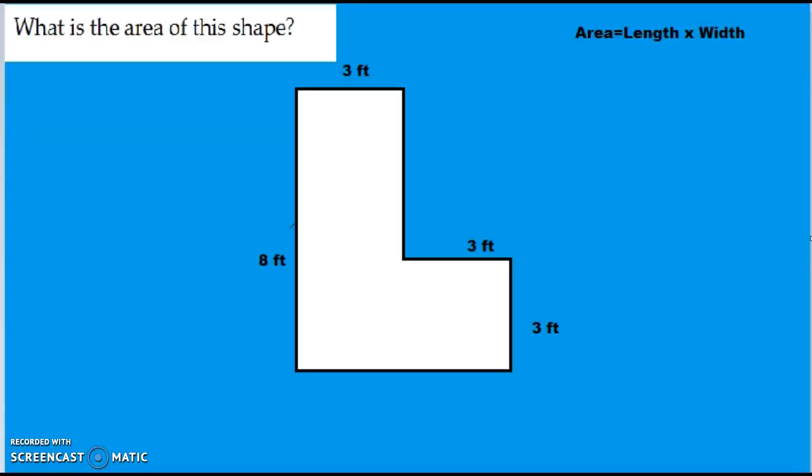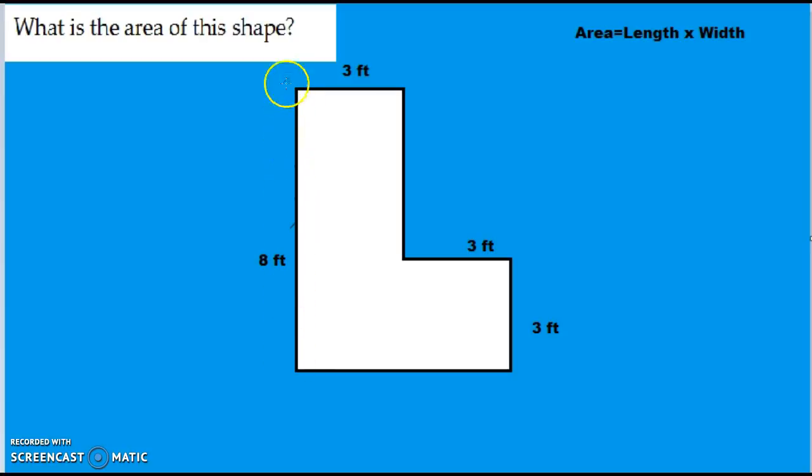Hello, today we are going to be finding the area of an irregular shape. To find the area of a regular rectangle or square, you just have to multiply the length times the width. But today we have to do a little bit more than that to find the area of this shape that's shaped like an L. So the first thing we'll do is see if we have all of our sides labeled.